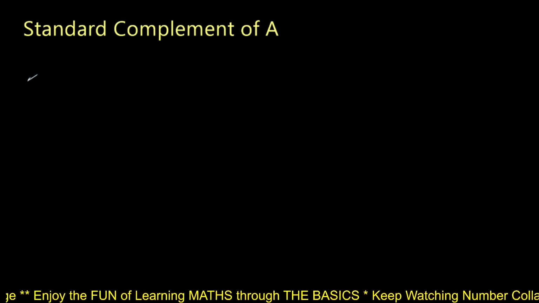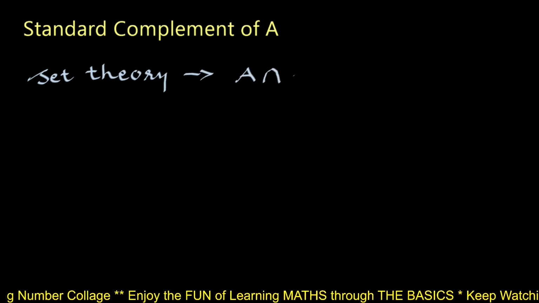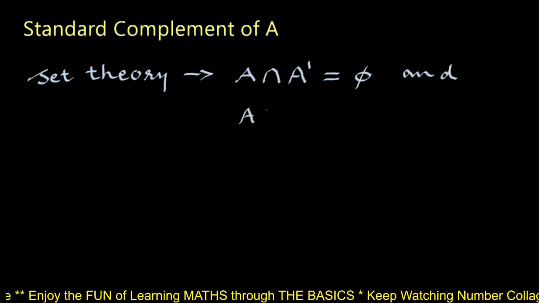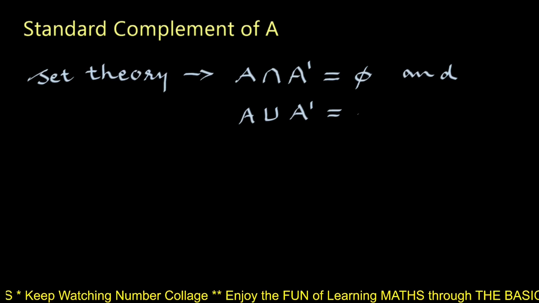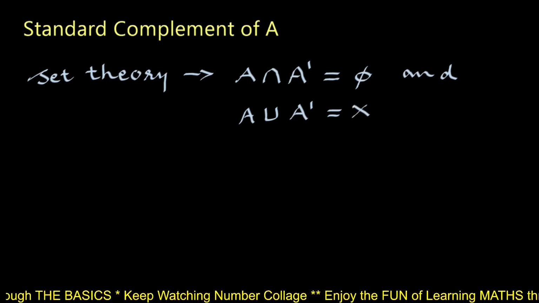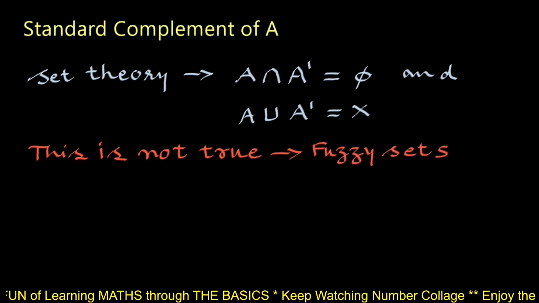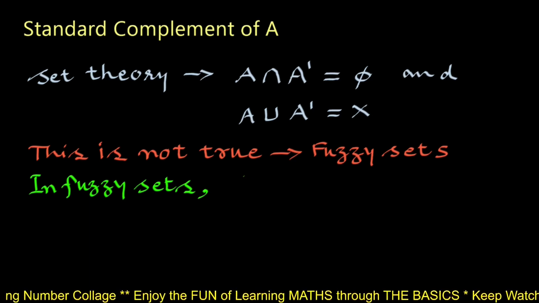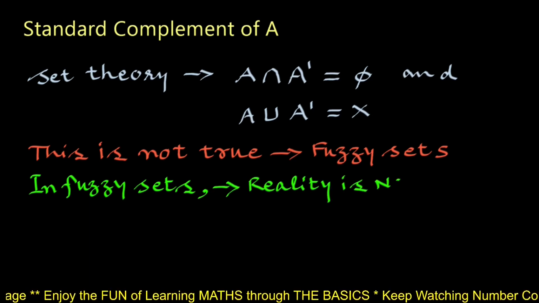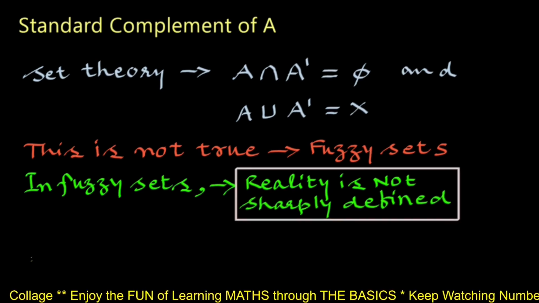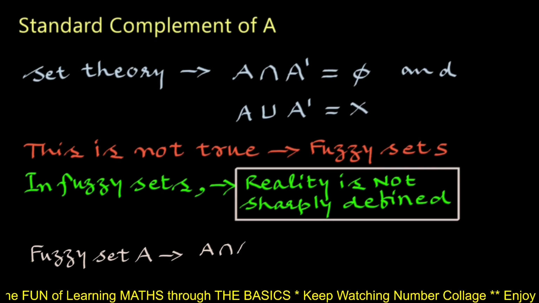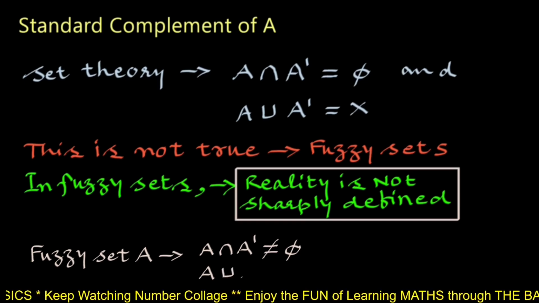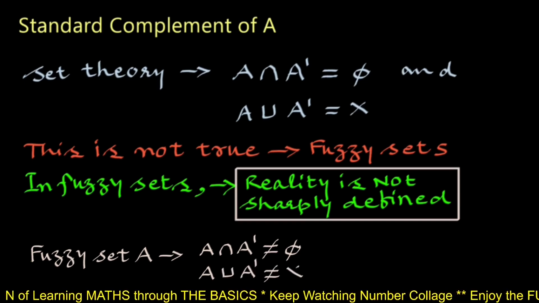In a normal set theory, we know that A intersection complement of A is an empty set phi, and A union its complement A dash is the universal set X. But it is not true with fuzzy sets, because in fuzzy sets, as we have seen in my earlier videos, reality is not sharply defined. Therefore, for a fuzzy set, A intersection A dash is not equal to an empty set phi, and A union A dash is not equal to the universal set X.